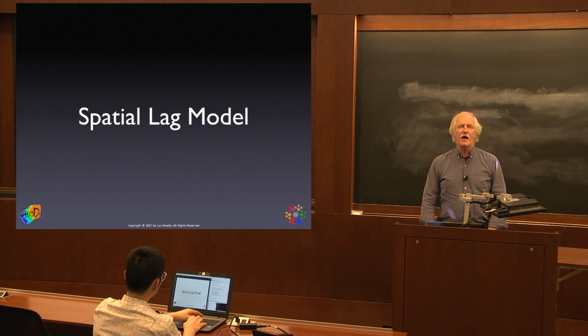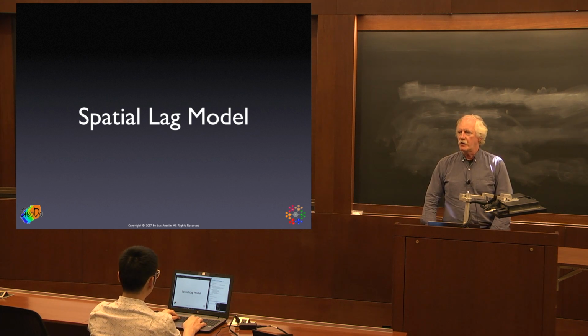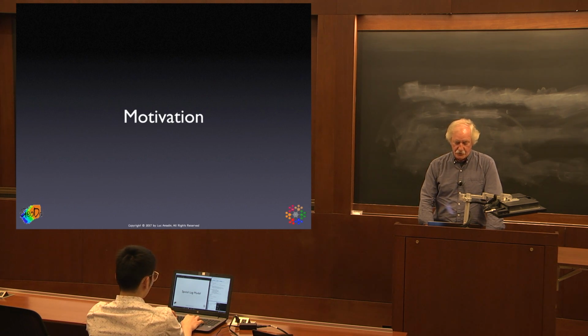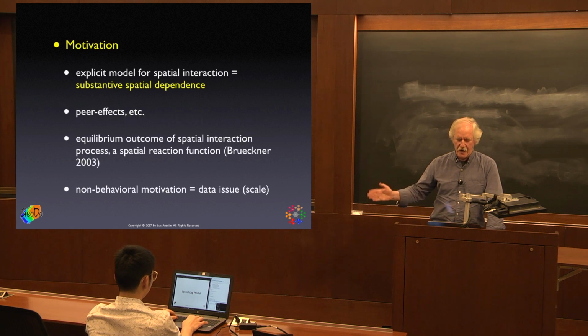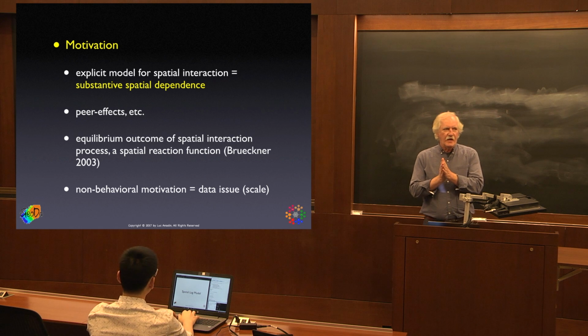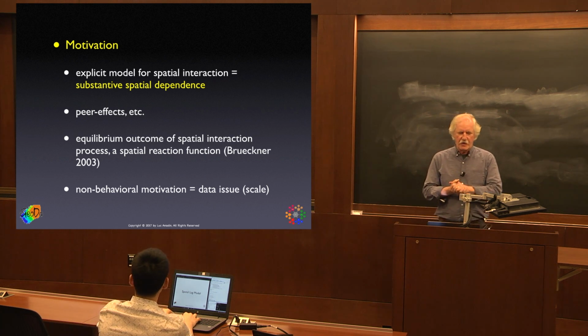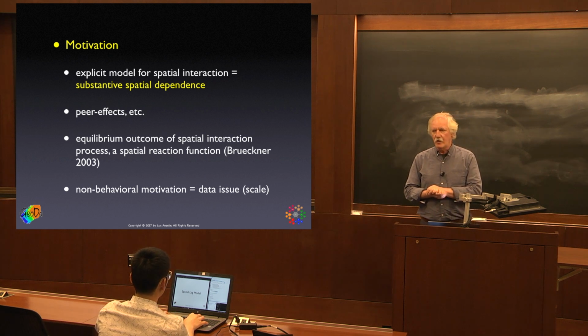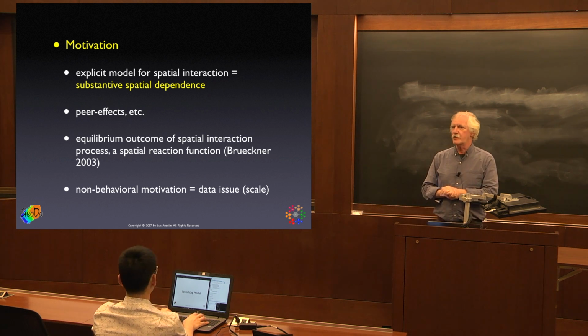First, I want to spend some time discussing the spatial lag model, because it is the most substantive of the two, the two being the lag model and the error model. So it's very frustrating, because the spatial lag model is actually a formal model for spatial interaction. And so I call that substantive spatial dependence. The problem is, however, that we don't actually have interaction data.